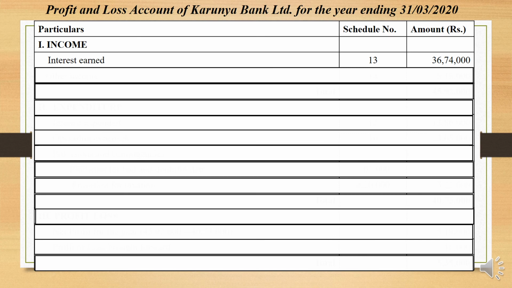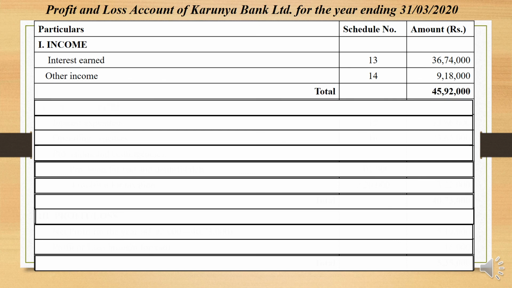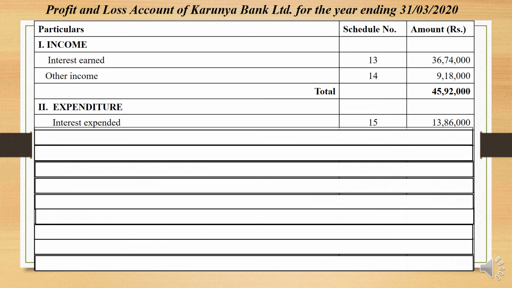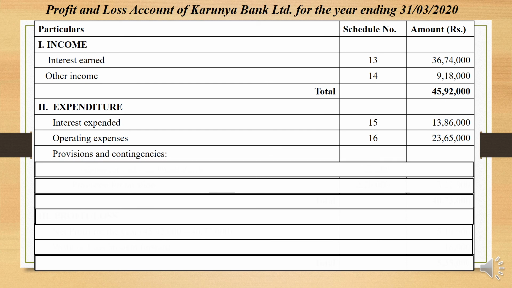This is derived from the schedule number 13 working note. Next, other income, schedule number 14 working note, 9,18,000. So that we get the total income 45,92,000. Then expenses. So schedule number 15 deals with the interest expended, 13,86,000. Next is operating expenses, schedule number 16, 23,65,000. Next is provisions and contingencies.